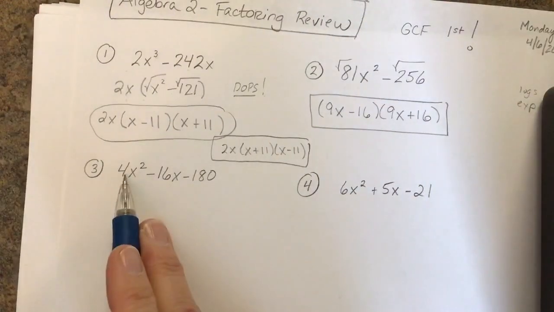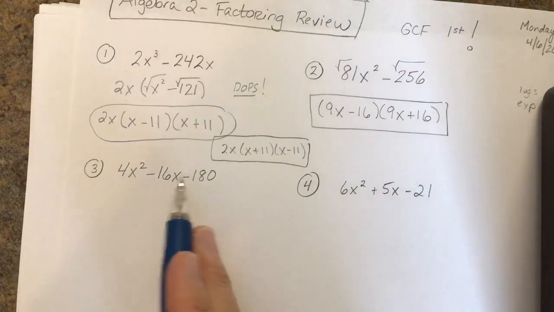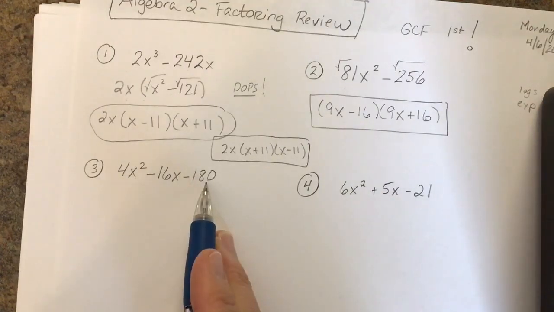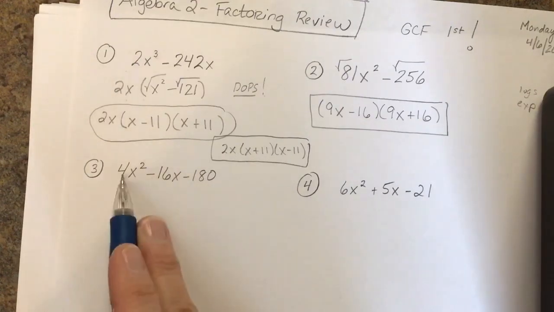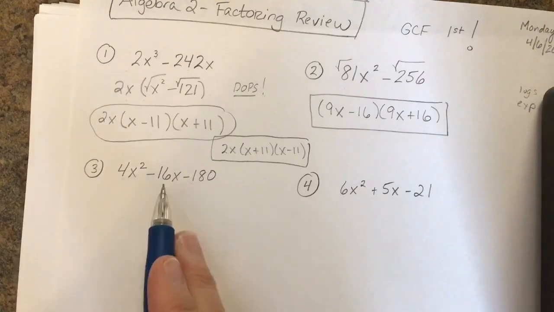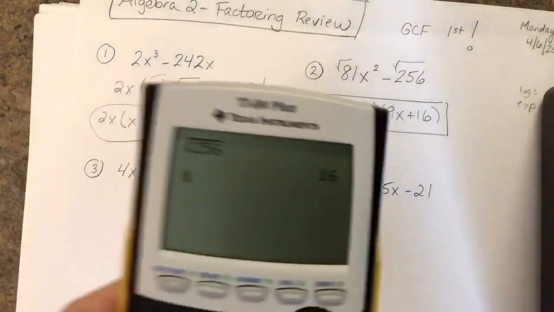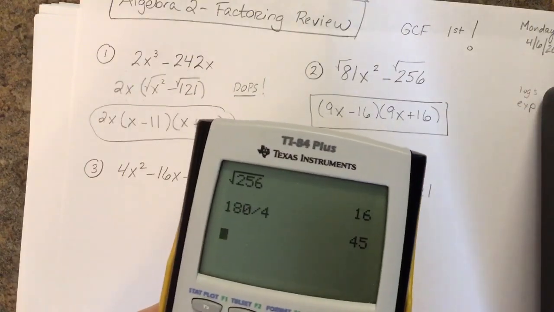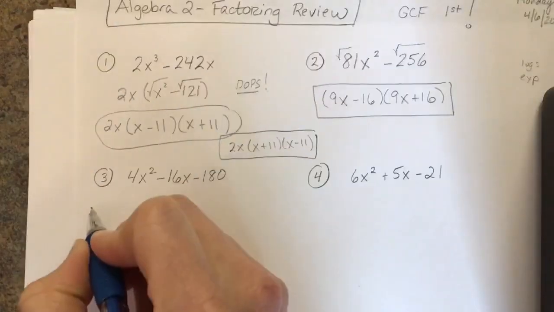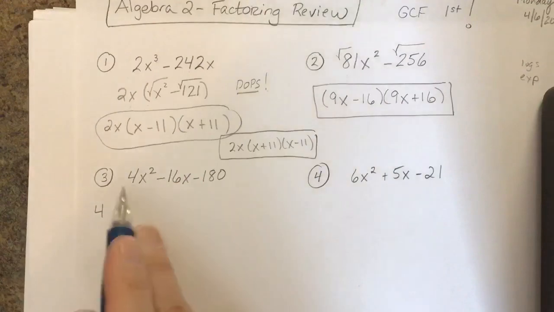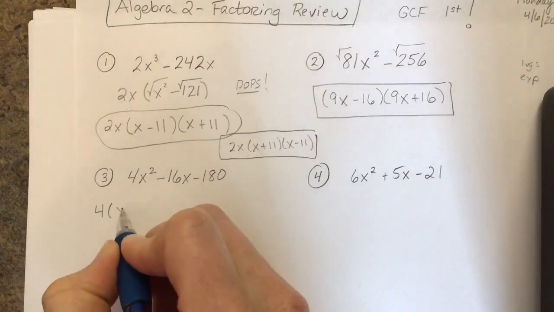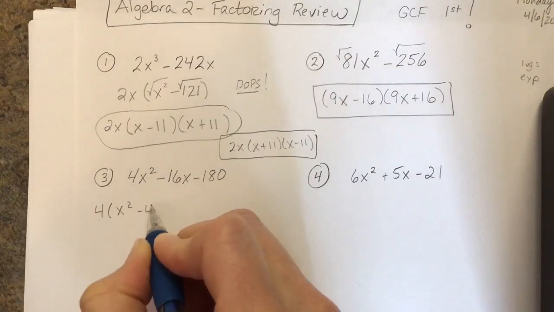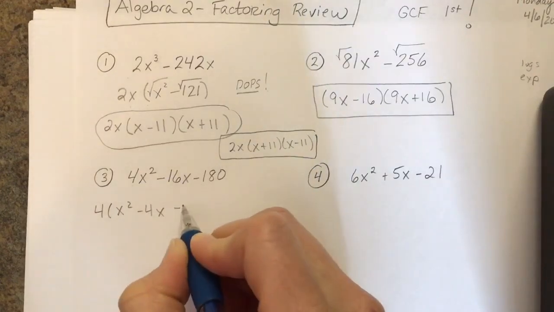Is there a GCF? Well, every even number divides by 2. But do all the numbers divide by 4? Yes, 4 divides by 4, 16 divided by 4. What about 180? Does it divide by 4? Absolutely, 45 times. So I'm going to take out a GCF of 4, no x's, and you get x squared minus 4x minus 45.